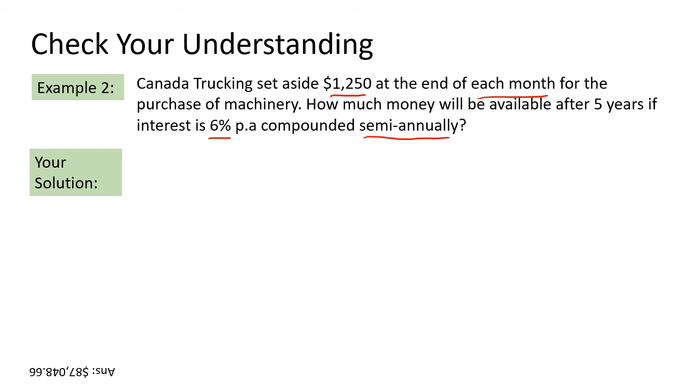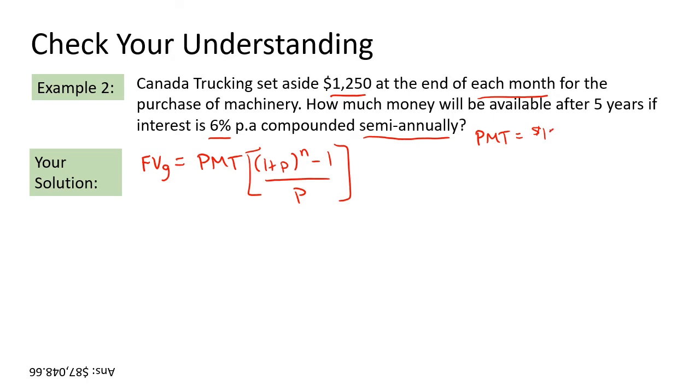It's asking for how much money will be available after 5 years. That means we're looking for future value. So your future value in a general annuity is your payment times 1 plus that equivalent interest rate, P, to the exponent n minus 1, divided by P. So the same steps as we did last time. Your payment was provided in the question, $1,250.